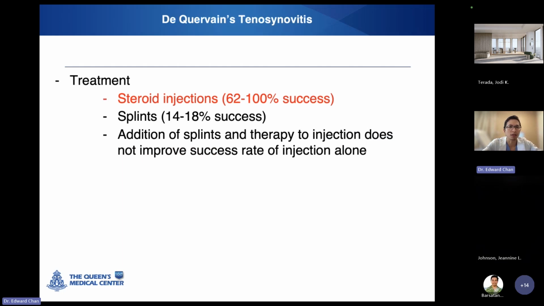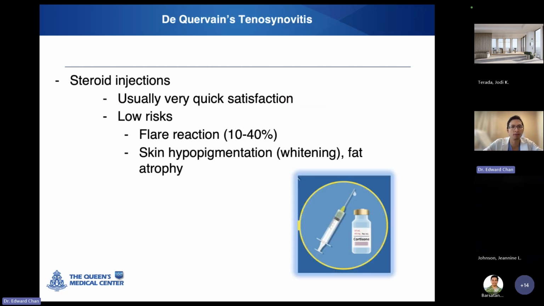Again, with splints, you can see the studies show a much lower success rate, 14 to 18%. And as I mentioned, adding the splints to therapy and injections alone does not improve the outcomes. And again, usually there's very quick satisfaction with the injections, with the same risks as with the steroid injections to the trigger finger we talked about. So a small chance of a flare reaction. There's always a chance for skin hypopigmentation and fat atrophy.